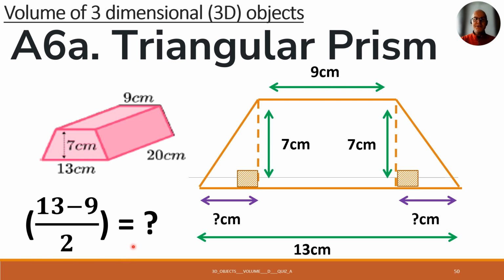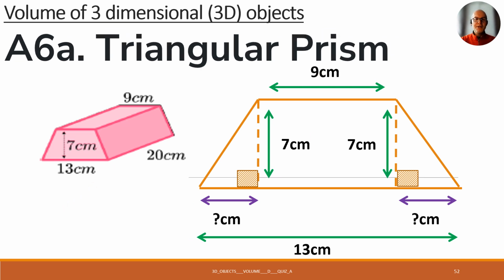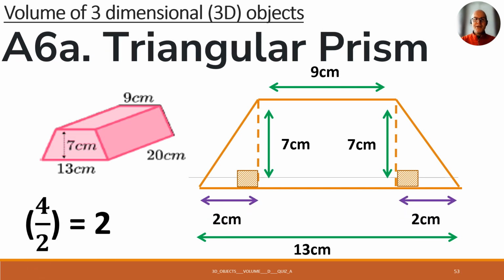So the way that we're going to work that out is B2 size minus the B1 size, and then divide that by 2. So 13 minus 9 is 4, and you divide it by 2 to get 2. So the size of the bottom of the triangle for the triangular based prisms is 2 centimeters.